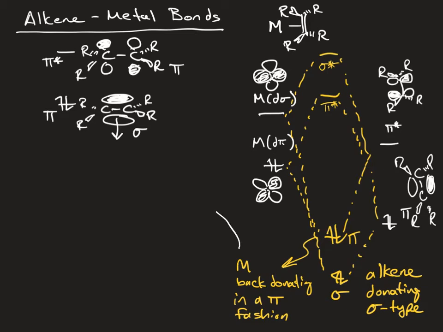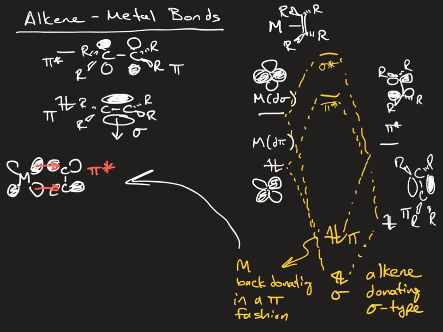So we can draw this interaction out. So drawing out the orbital interaction over here for that pi back bonding, you have your metal and it's donating electron density into that pi star on the alkene. So into the alkene's antibonding type orbital. This is going to influence the nature of that carbon-carbon bond.